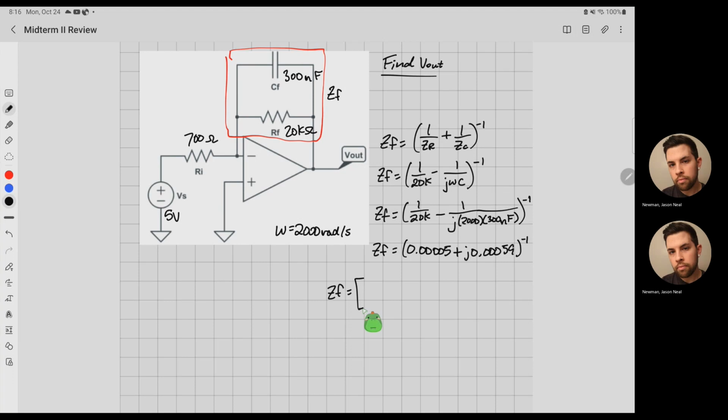So let's convert this. This is in its rectangular form, and we can convert it even with the negative one on top. So we'll bring out the negative one, I'm basically just putting it on top here. So one over all this stuff. This is going to be the square root of 0.00005 squared plus 0.00059 squared, with an angle of tan negative one, and then that's going to be over.